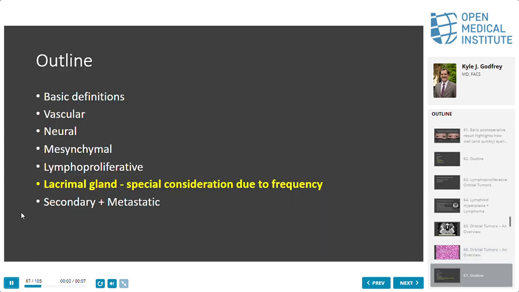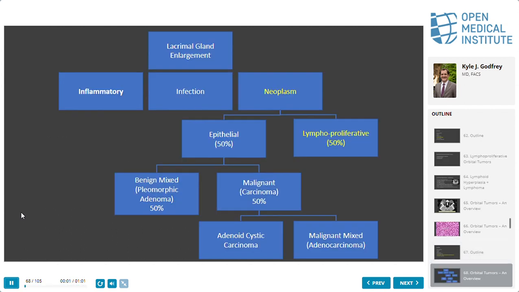Lacrimal gland lesions deserve special consideration because of their frequency. This is how I think about approaching lacrimal gland enlargement. The most common type of lacrimal gland enlargement is going to be inflammatory etiologies, dacryoadenitis, things like Epstein-Barr virus, other viral pathologies that can cause inflammatory enlargement. That's a separate category for consideration.